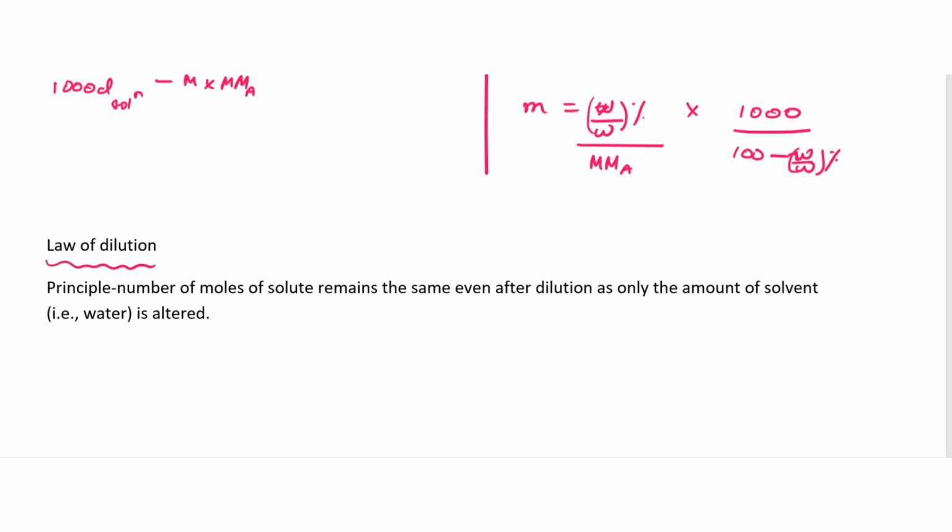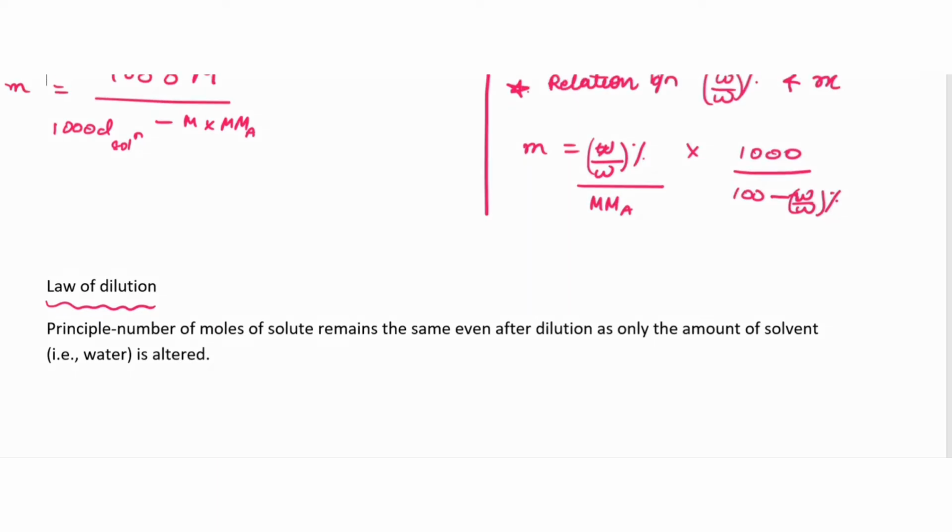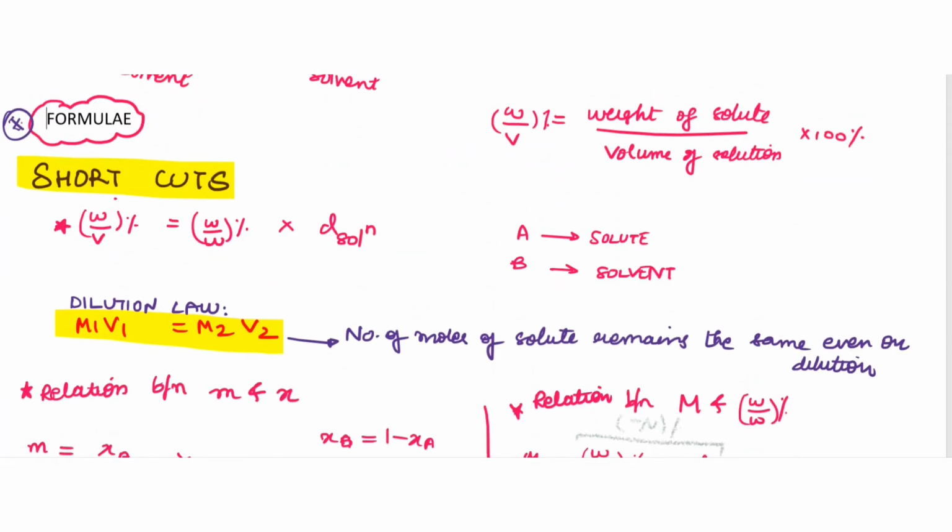Along with that, we had the dilution law, which had the principle that the number of moles of solute remains the same even after dilution, as only the amount of solvent is getting changed. So let's quickly recap the shortcuts we learned. First one, the relation between weight by volume and weight by weight percentage. W by V percentage, repeat quickly after me so that you can learn it now itself: W by V percentage is equal to W by W percentage into density of solution.